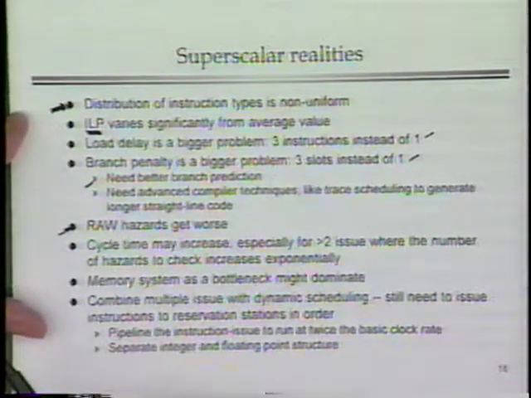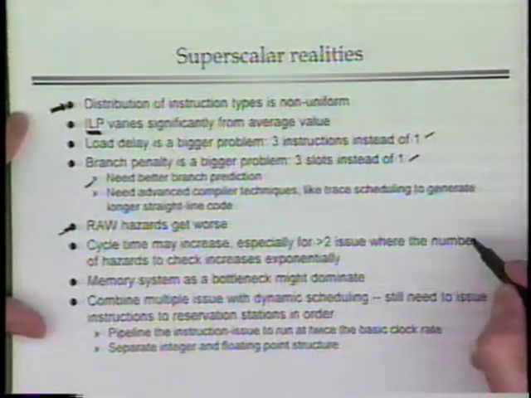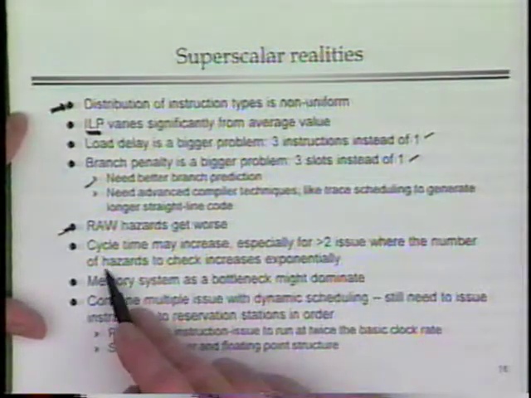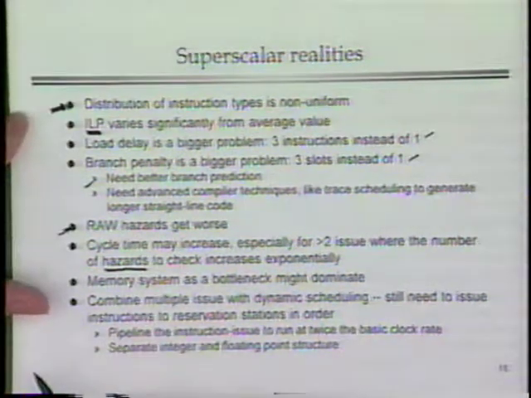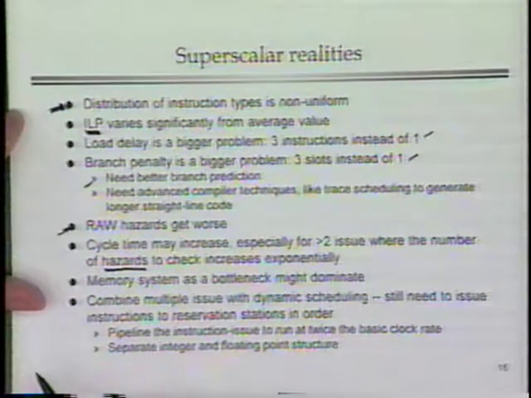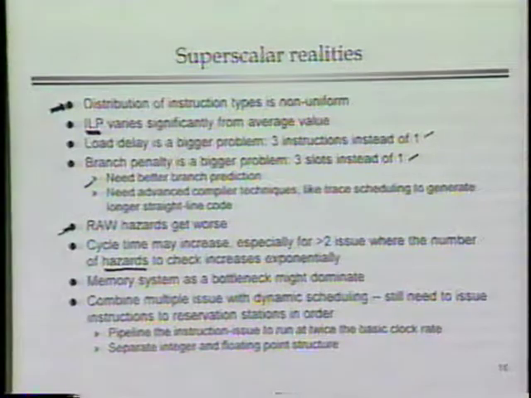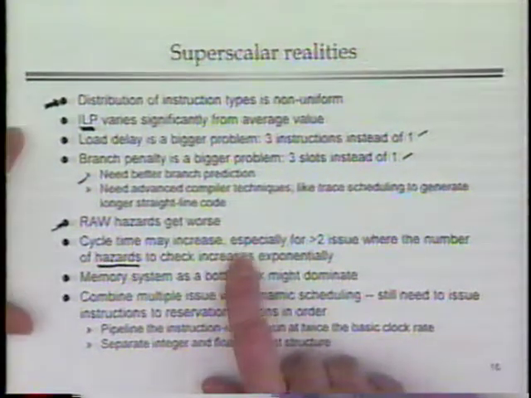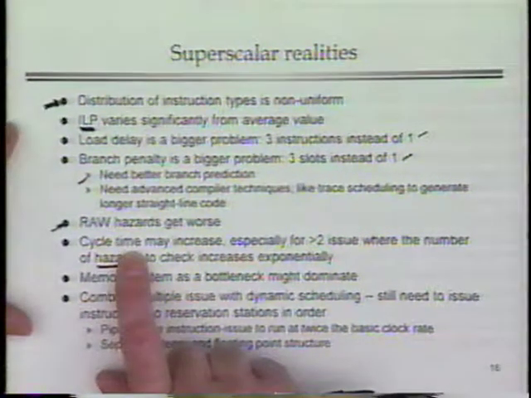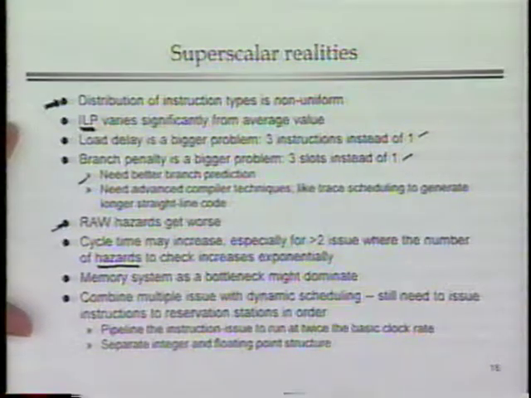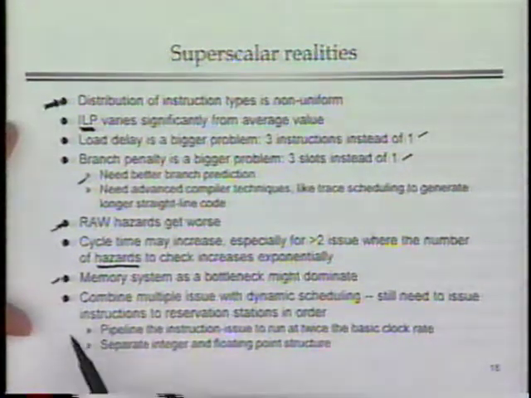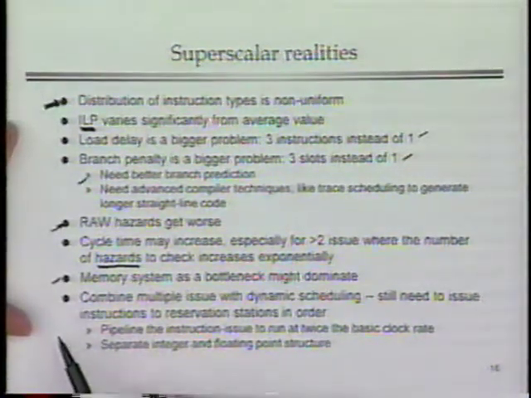The other problem is that there are now lots of hazards to check because you've got twice as many or 4 times as many instructions in progress. There are lots of combinatorial issues of the number of checks you need to make in order to check for hazards. And the result of that is that the whole cycle time of the machine may slow down in order to do those cross-checks. Lots of things can be bottlenecks, including memory as a functional unit.